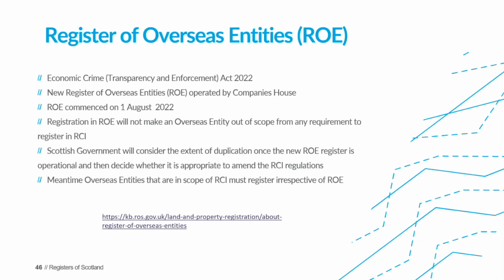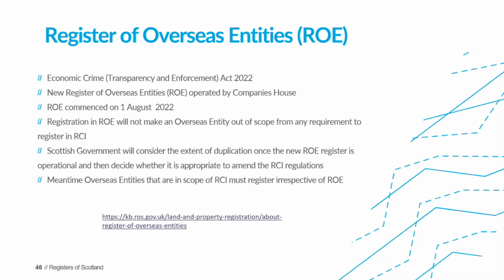When the Register of Overseas Entities and the RCI were initially in policy development, the view of both the UK and Scottish governments was that double reporting should be avoided where possible. Our current understanding is that this has not changed and that the Scottish Government will consider the extent of duplication in due course. They will then decide whether it is appropriate to amend the RCI regulations.